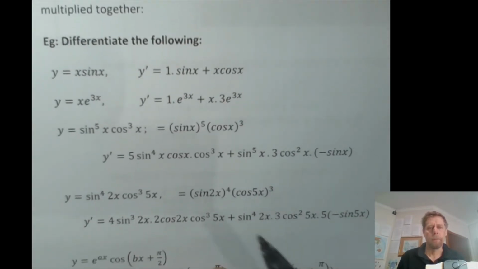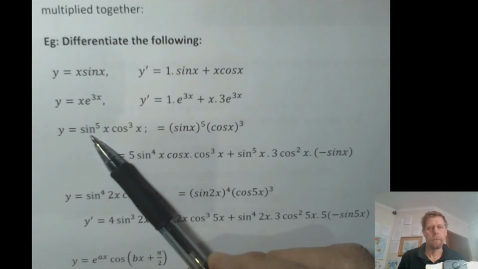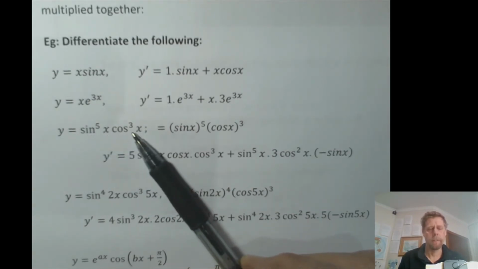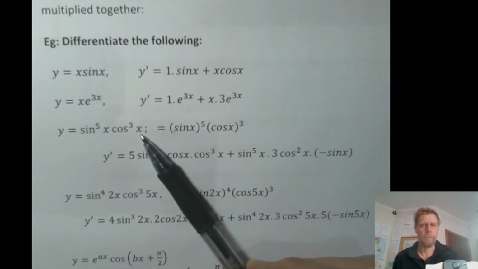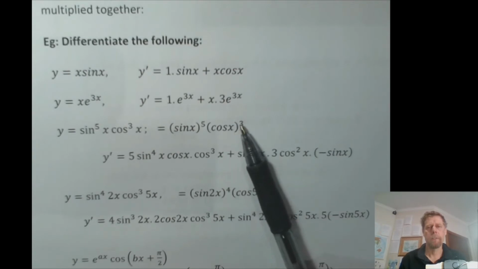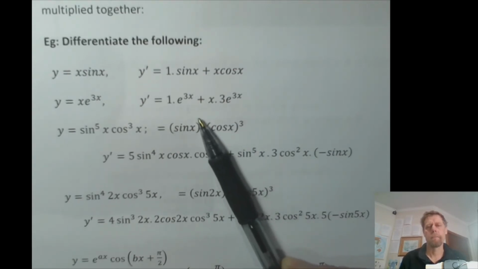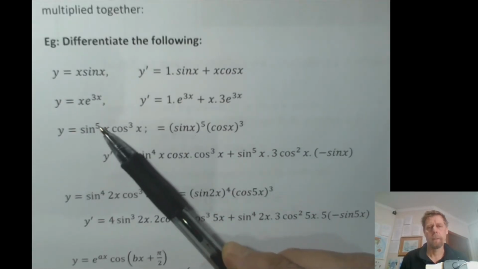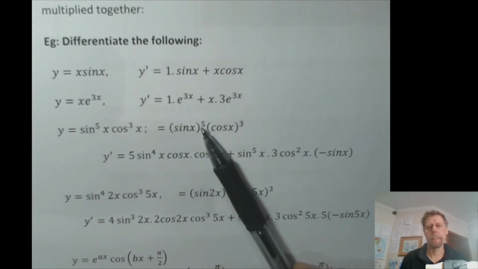Then here's a little bit of a more complex example. y equals sine to the 5 of x times cos to the 3 of x. Now this is very important. I've written this out as (sine x) to the 5 times (cos x) to the 3. I strongly advise that you do this. It just makes it easier to see the different functions, and there's less likelihood of errors. So make a point of always writing something like this. Put the index outside of a bracket. It'll reduce a whole lot easier.